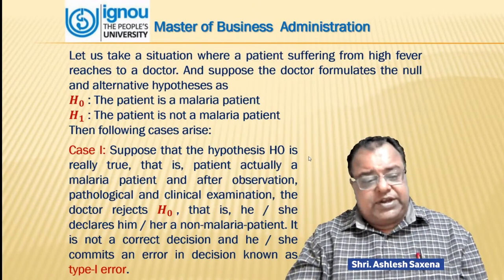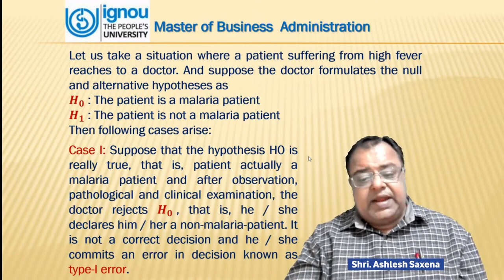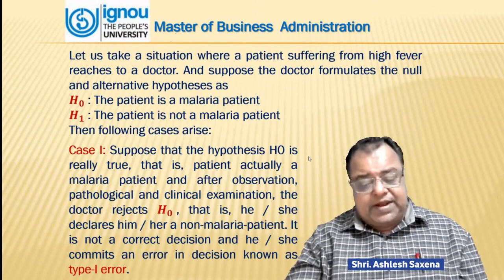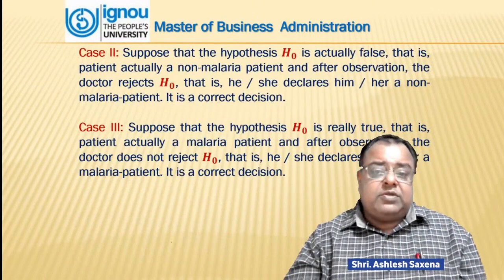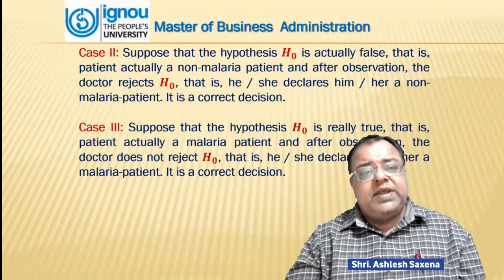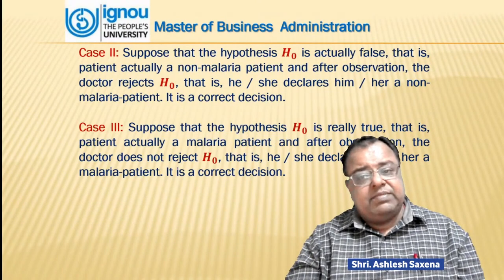That is, he or she declares him or her a non-malaria patient. It is not a correct decision, and he or she commits an error in decision known as type 1 error. In case 2, suppose that the hypothesis H naught is actually false. That is, the patient is actually a non-malaria patient, and after observation, the doctor rejects H naught. That is, he or she declares him or her a non-malaria patient. It is a correct decision.